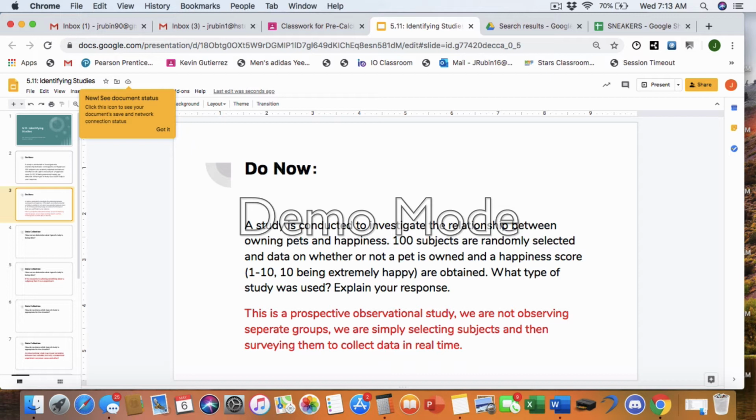We're not changing anything about their lifestyle. We're not altering them. We're not putting them into separate groups. We're not doing anything to their environment. We're just asking them some questions about the topic at hand. Therefore, this is an observational study because we as researchers are not doing anything to the environment or to the subjects.